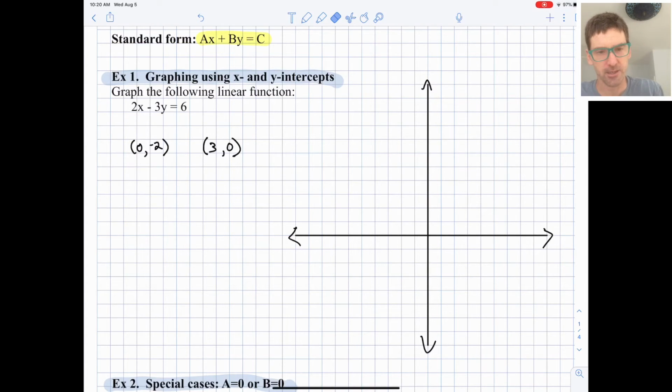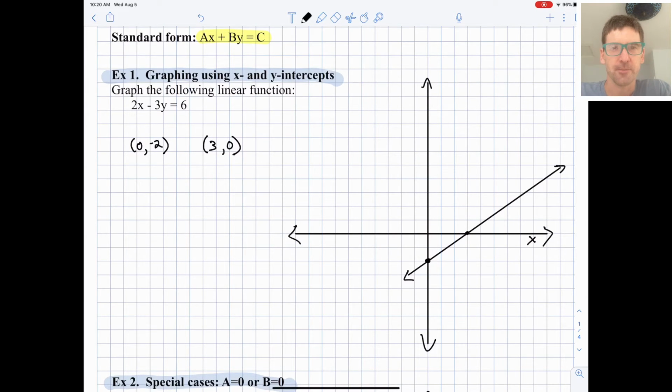Let me get that axis back. Okay, our y-intercept is 0, negative 2. And our x-intercept is 3, 0. Okay, remember this is our x-axis right here. And our y-coordinate is 0 on the x-axis. Okay? And once we have 2 points plotted, we can pull out our ruler, connect them with a straight line. Let's see if I can get that. Super.